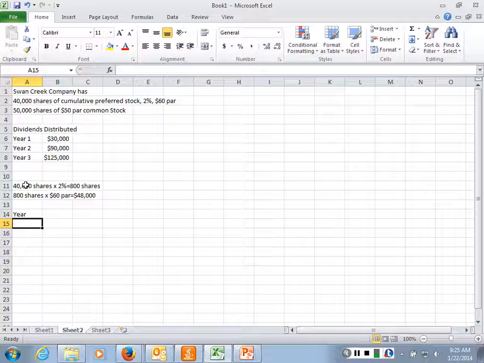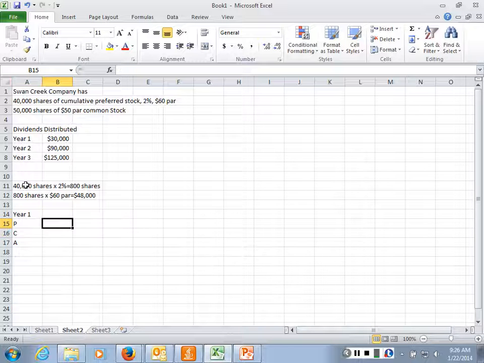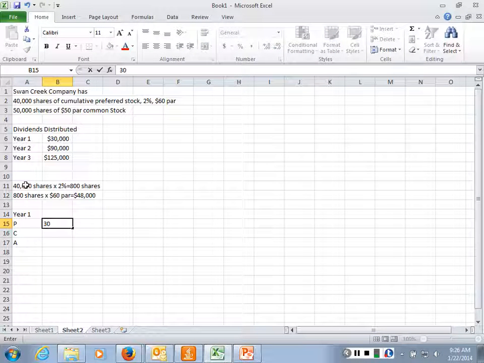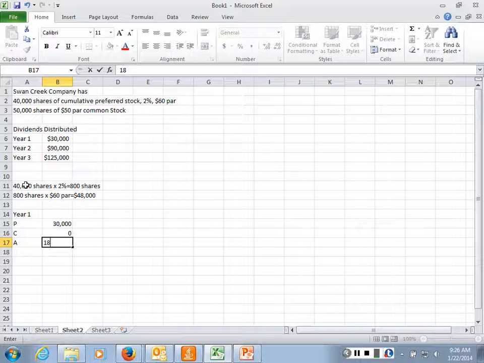If I can't, it'll go into arrears. So this is year 1, my preferred, my common, and my arrears. So the first year, I only have $30,000 to give out. So that's all they're going to get, because they're supposed to get 48 and I only have 30. So what does that put into arrears? 18,000.